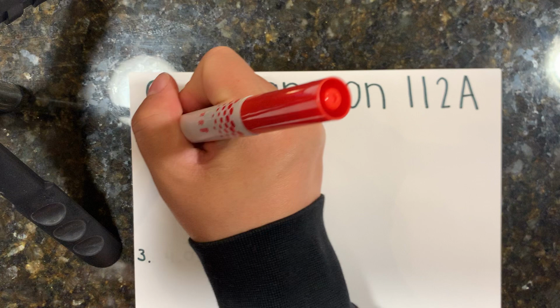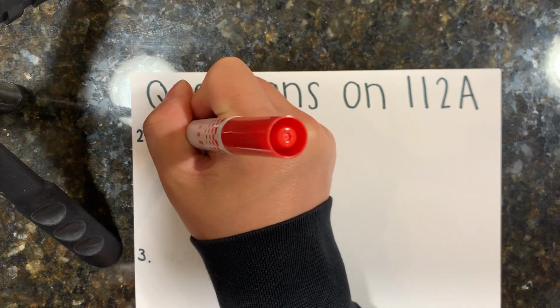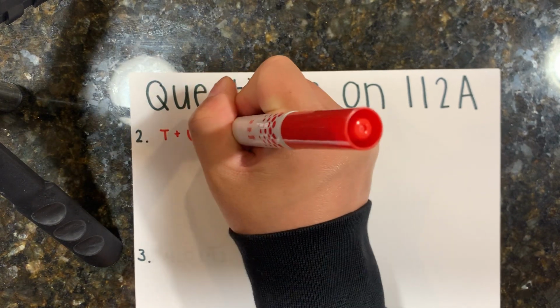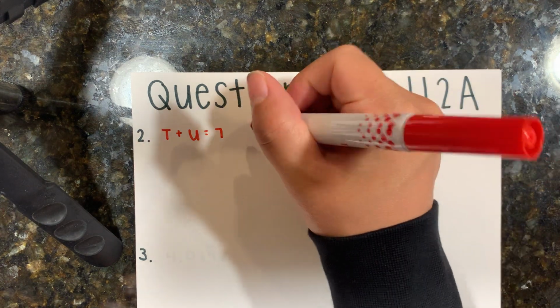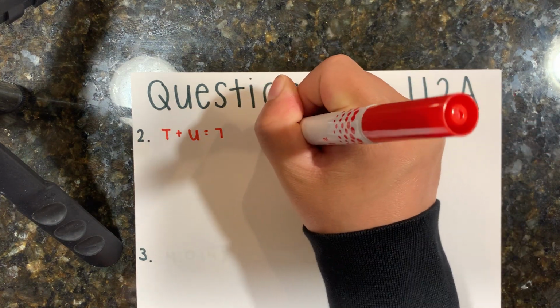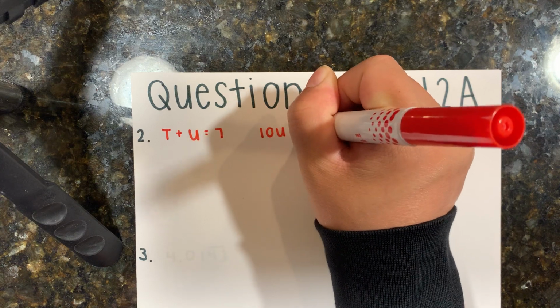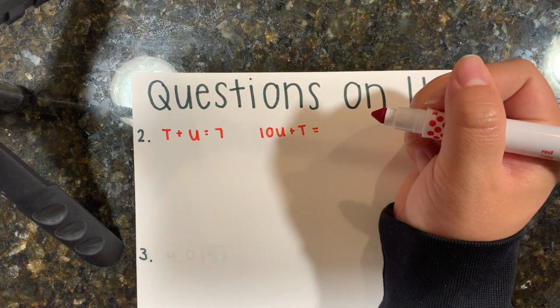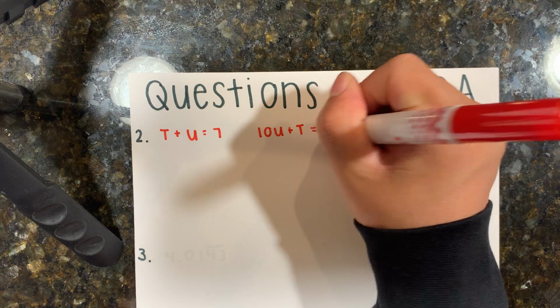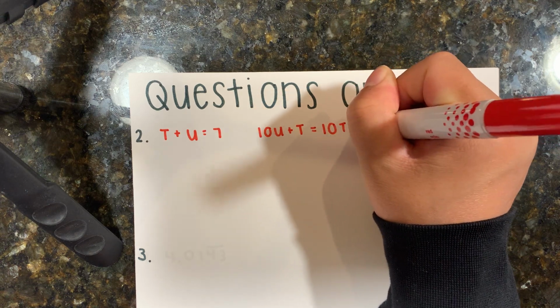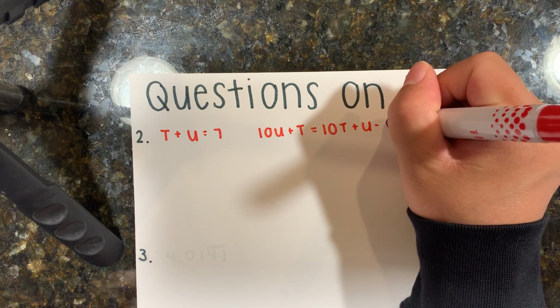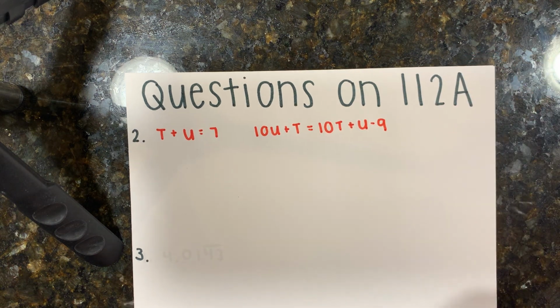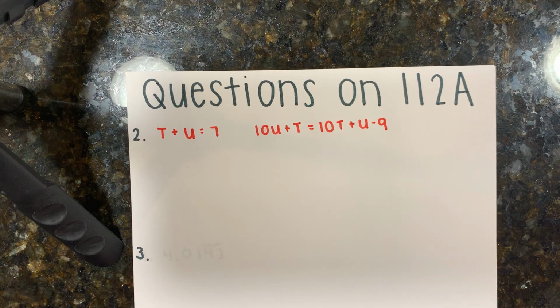So when it says the sum of the digits is equal to 7, I have t plus u is equal to 7. Then when it says the digits are reversed, the new number formula is going to be 10u plus t is 9 less than the original. The original is always 10t plus u, and that would be minus 9. And if you forgot what that formula is, you do want to go back to lesson 107 and look at your notes from there.